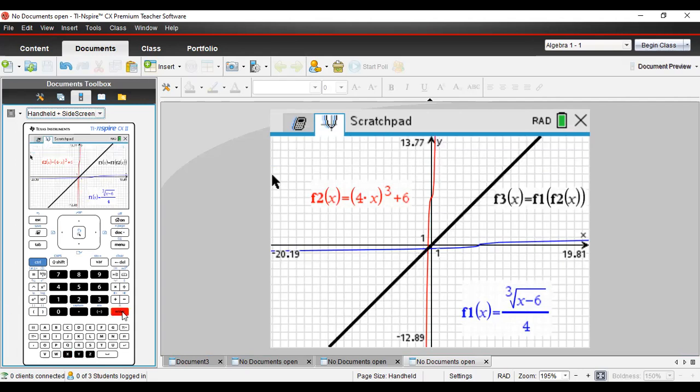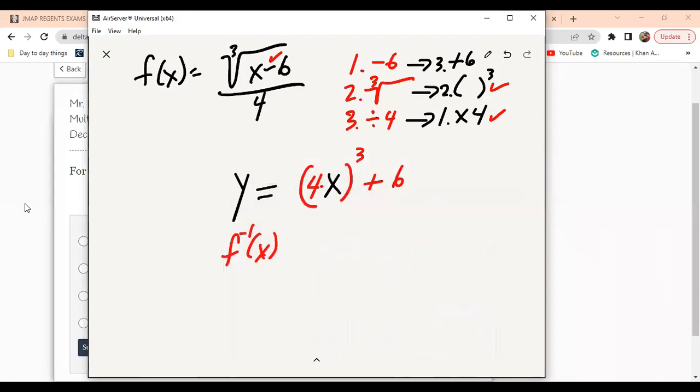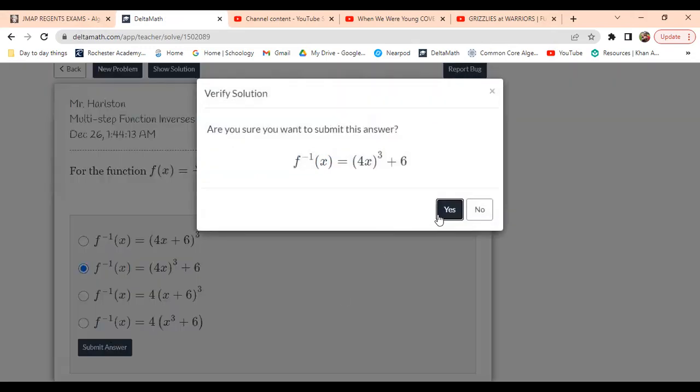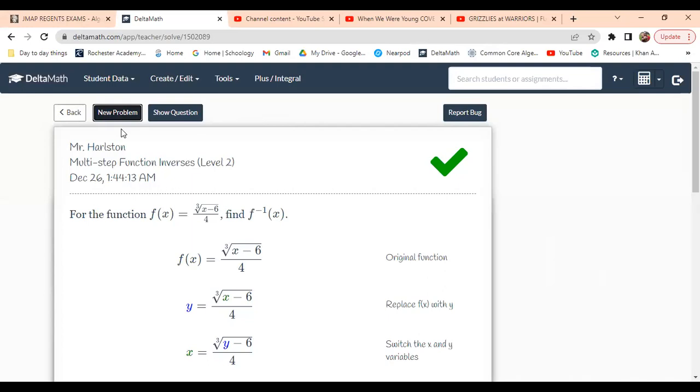So when I press enter, you can see that I do get the line y equals x. So what I've just shown by using the inverse as the input into the original function is that they are in fact inverses. So I know that the inverse that I came up with is actually the correct answer. So it's going to be 4x third plus 6, so it would be this one. We've already checked it, so we know that this is right, and it tells us that it's right.